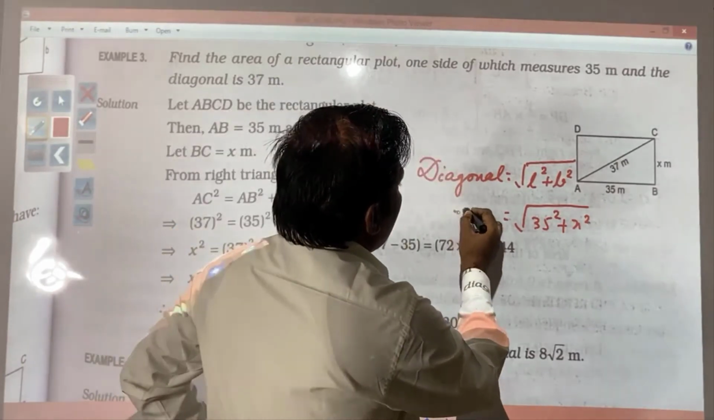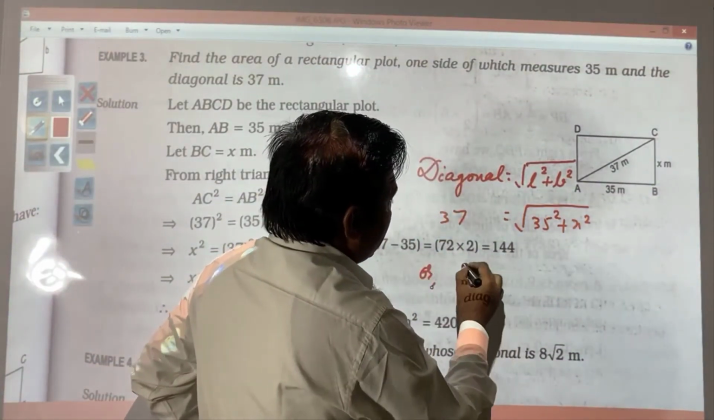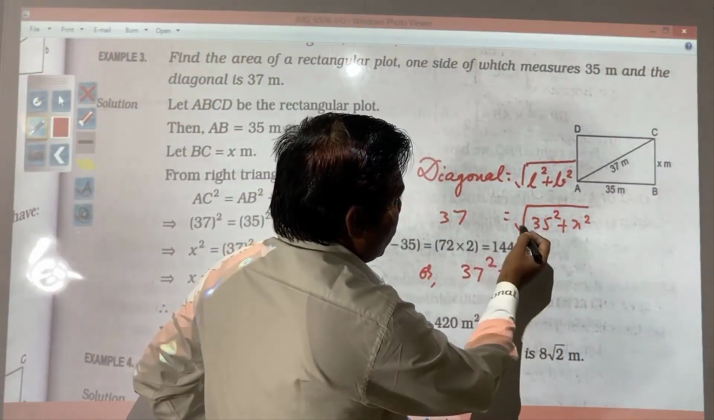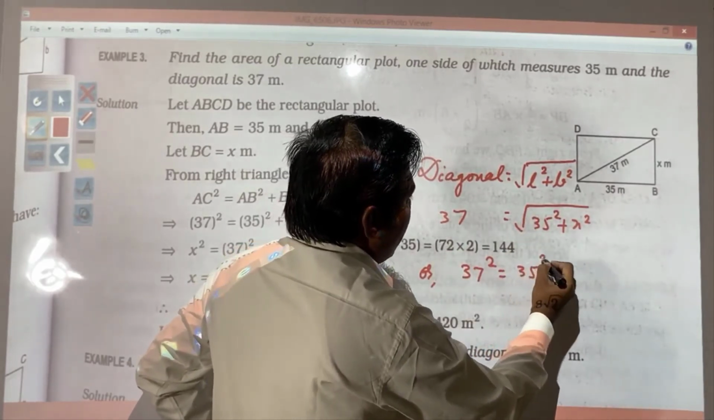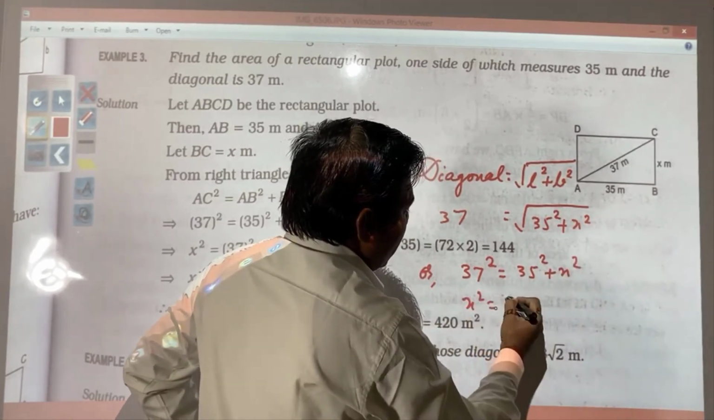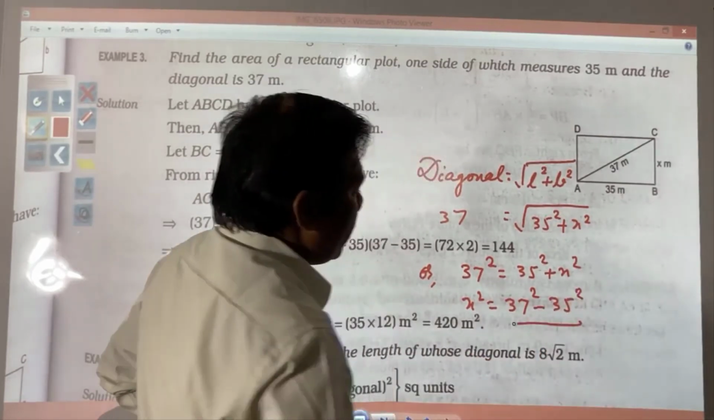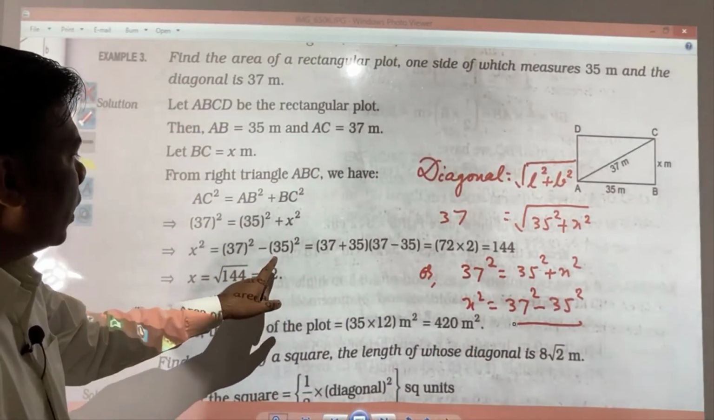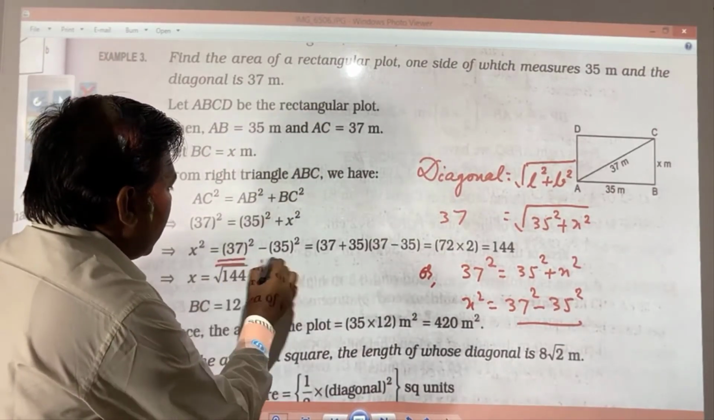37 square is equal to 35 square plus x square, and x square will be equal to 37 square minus 35 square. This you simplify: 37 square minus 35 square. So this is in formula.